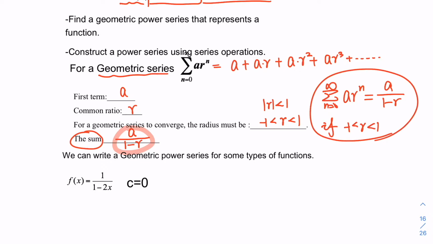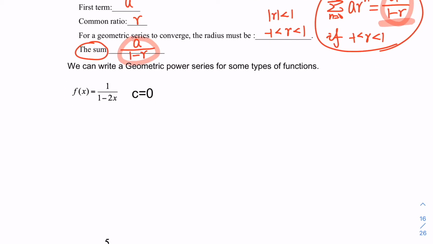So today we are going to go from the right side to the left. Given any fraction, how do we write it as a geometric power series? Our goal is to match this sum and then figure out what a is and what r is. Let's have a look at an example.